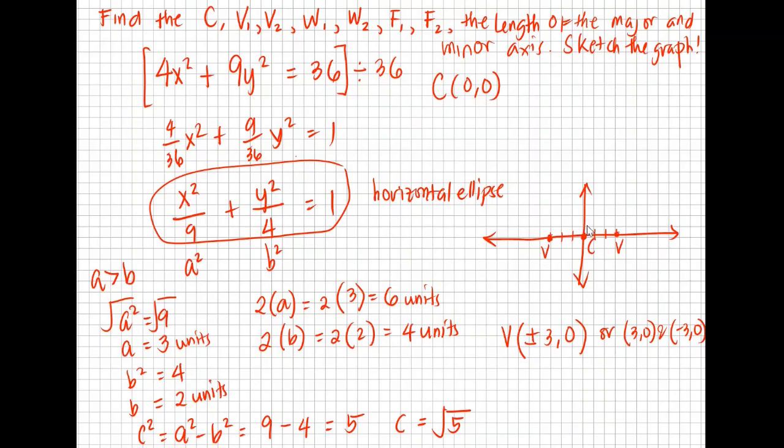Next are the co-vertices, 2 units from the center, 2 units up and 2 units down. This is one of the co-vertices, and another co-vertex. So for the co-vertices, we have this point and this point, and the coordinates for those points are 0, positive 2 or negative 2. Or we can have 0, +2 and 0, -2.